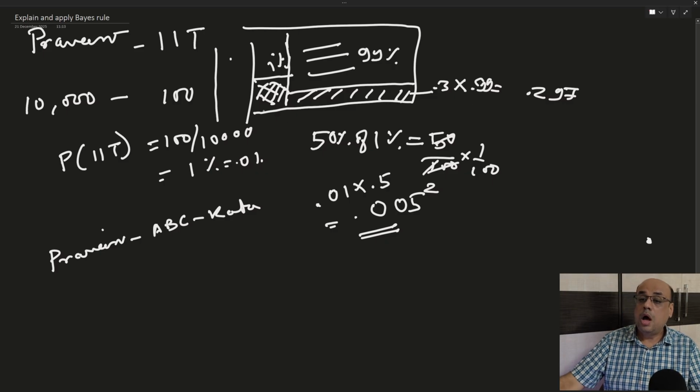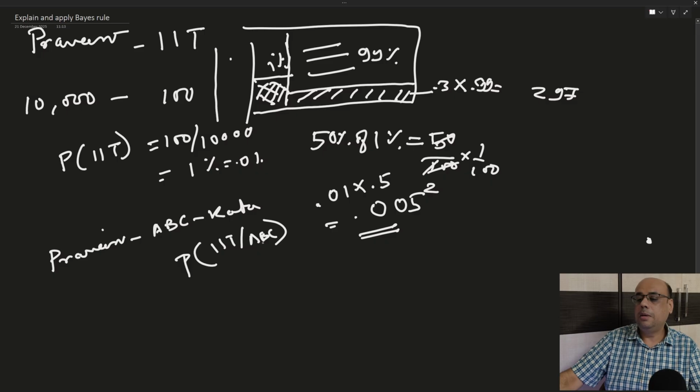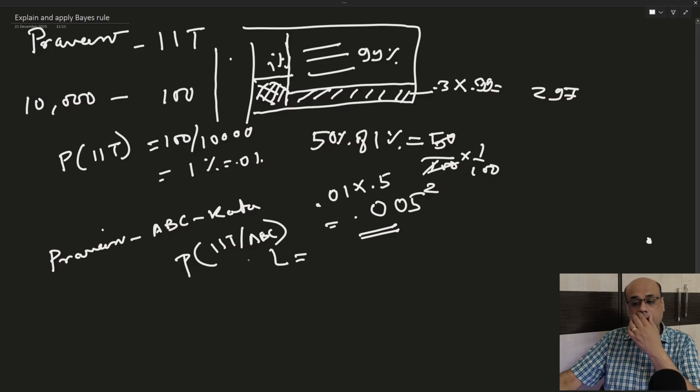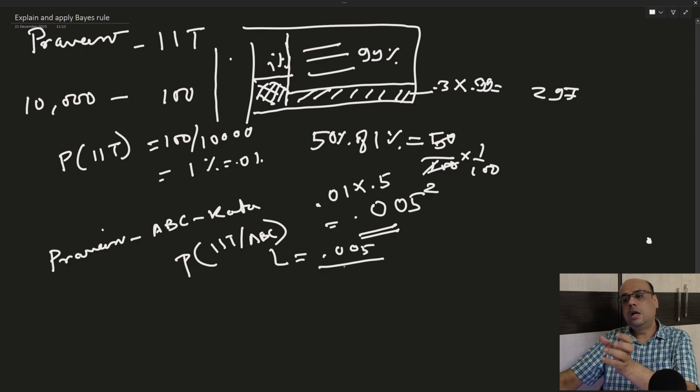So what was our basic question? Our basic question was the probability of Praveen getting into IIT given that he has taken coaching from ABC. If I have to calculate this, then as per the theory of probability, this is equal to the favorable events, that is, IIT pass-outs who have taken ABC coaching. This is 0.5 into 50% of 1%, so 0.005. This is the numerator, which is the favorable event.